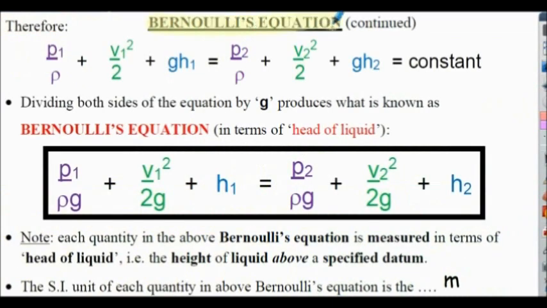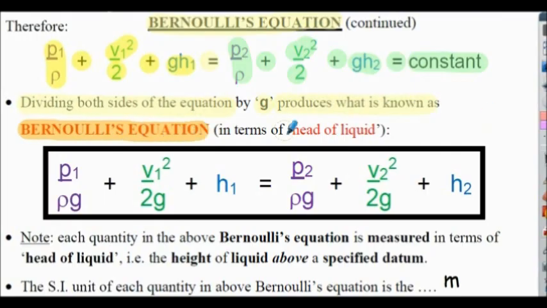Bernoulli's equation continued. So therefore P1 upon rho plus V1 squared divided by 2 plus GH1 is equal to P2 divided by rho plus V2 squared divided by 2 plus GH2, and that equals a constant for the principle of conservation of energy. If we now divide both sides of the equation by gravitational acceleration g, this produces what is known as Bernoulli's equation, stated in terms of head of liquid.